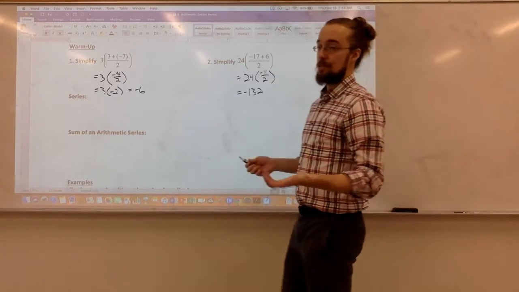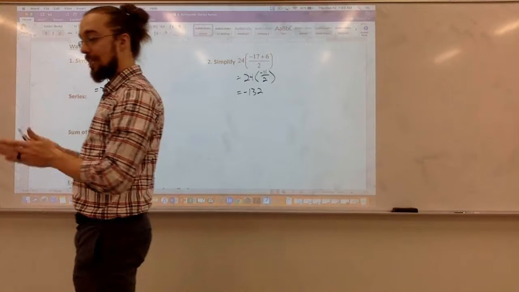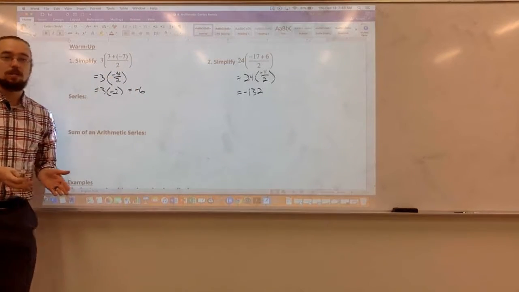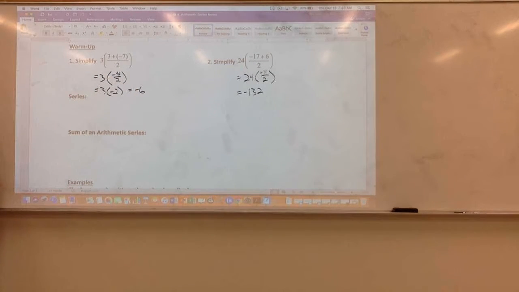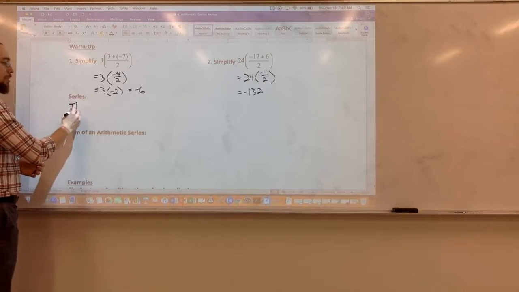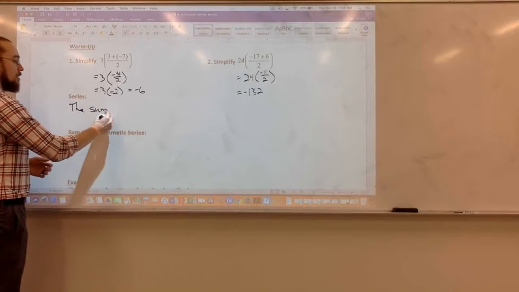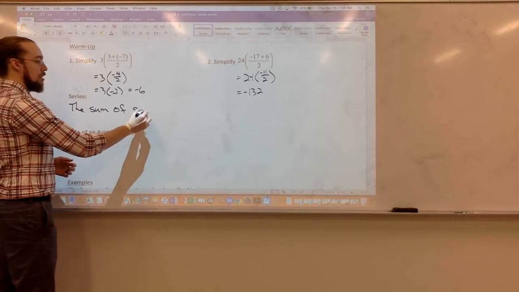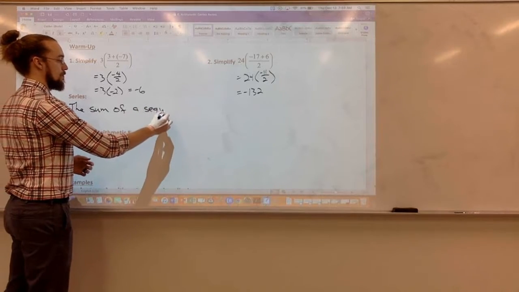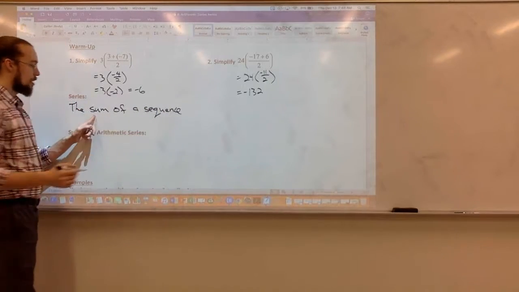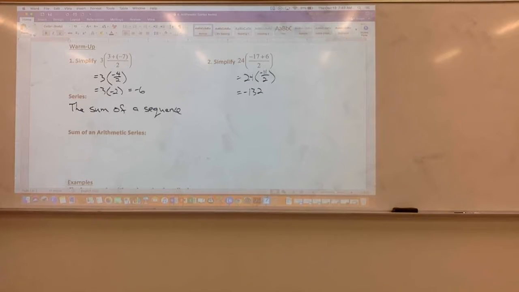So a sequence that we looked at on Monday was just a list of terms. A series is the sum of a sequence. What does sum mean? You add. We're adding them all together. So it's like taking a list of numbers and adding them all together. That's what a series is.